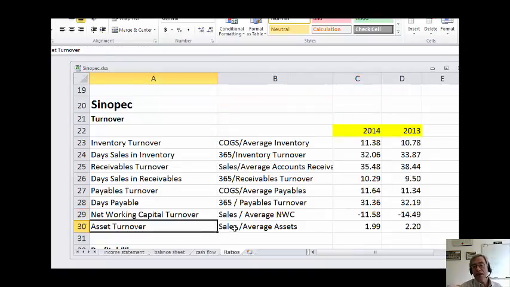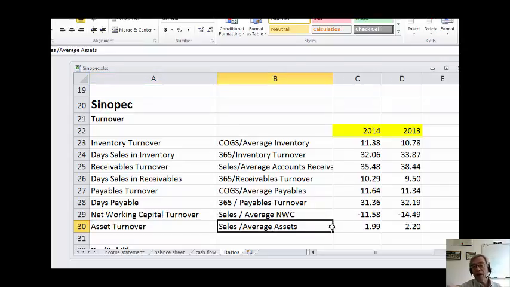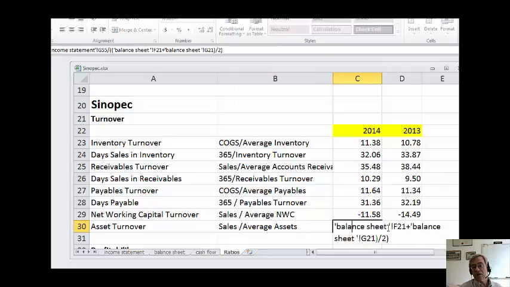Finally, we can calculate an asset turnover. This asset turnover looks at total sales divided by average assets. So this is the assets at the beginning of the year plus the assets at the end of the year divided by 2 to give us the number of times that assets are turned over every year. And for Sinopec, they turn over almost twice per year.